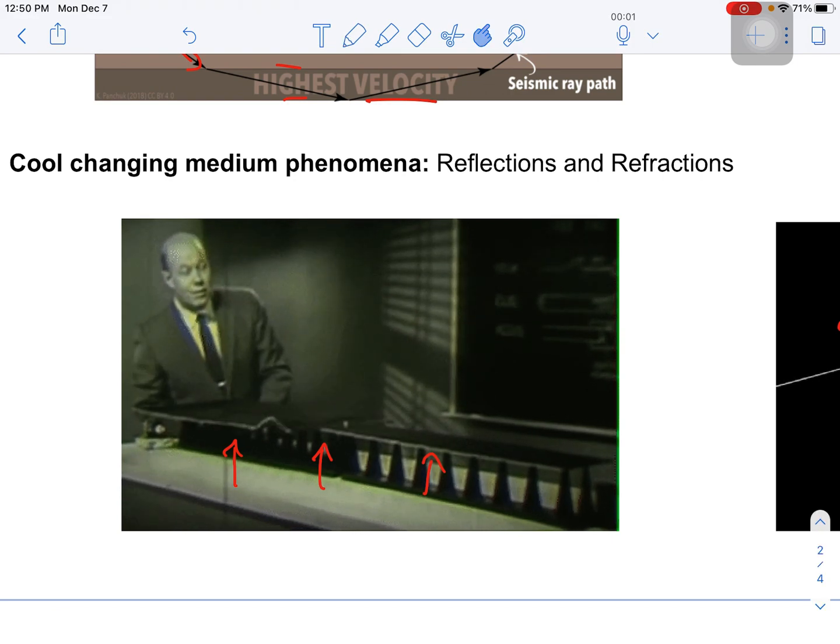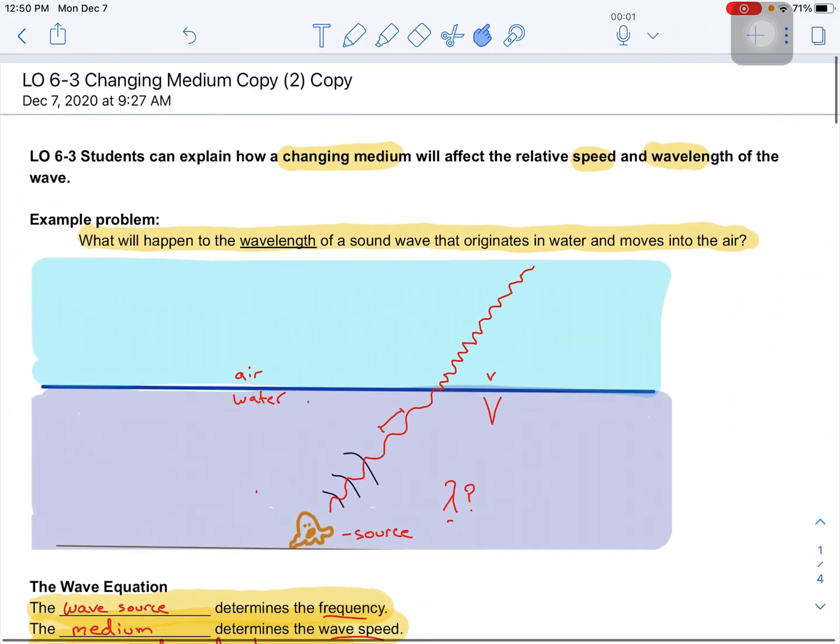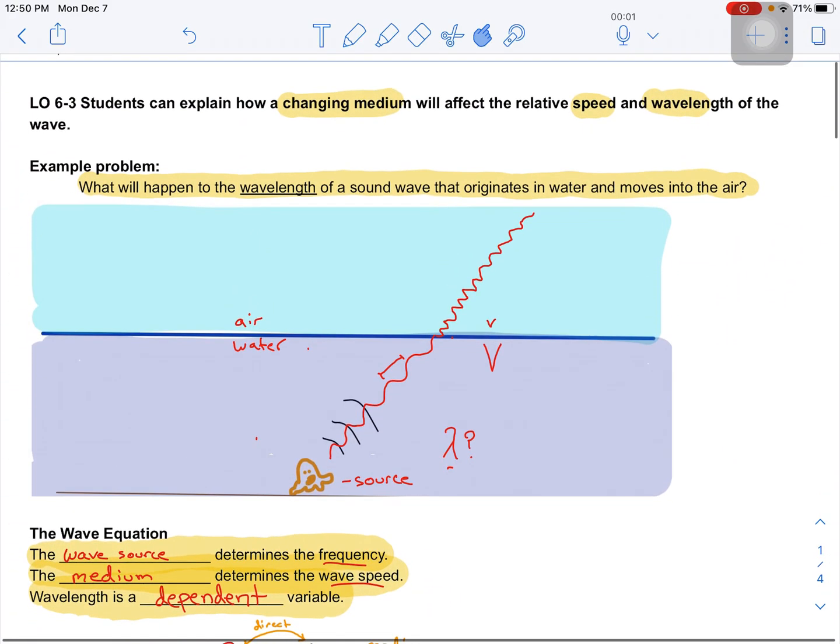So changing medium does a lot of things, but most importantly, it affects the wave speed, which will affect the wavelength.